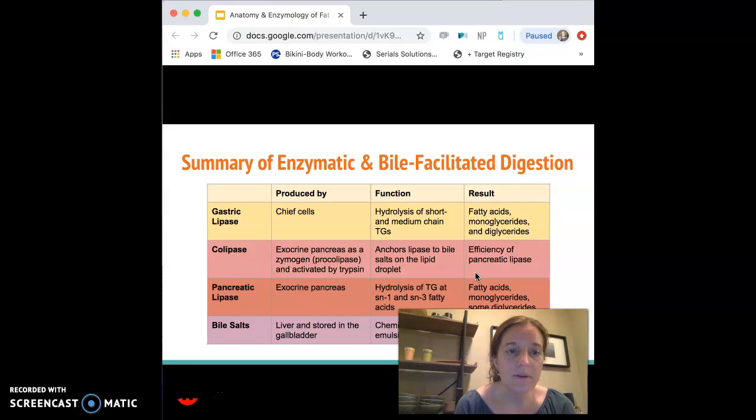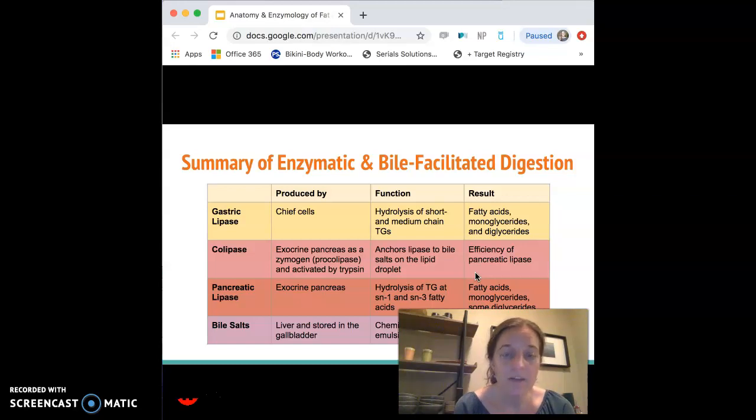So here is a summary slide of both the enzymatic, and I also included the biofacilitated digestion that occurs with fat digestion and absorption. As we discussed above, this starts with gastric lipase, which is produced by the chief cells, and its primary function is the enzymatic breakdown, or what's considered hydrolysis. And what we discussed earlier is that gastric lipase has a preference for both short and medium chain triglycerides. The resulting product of gastric lipase is fatty acids, monoglycerides, and some diglycerides.